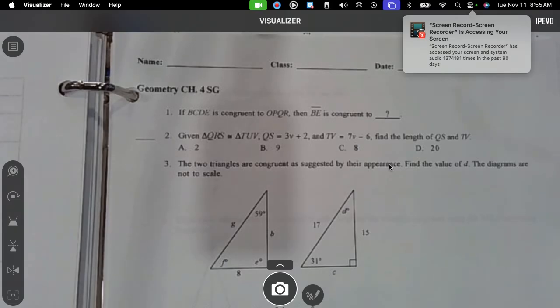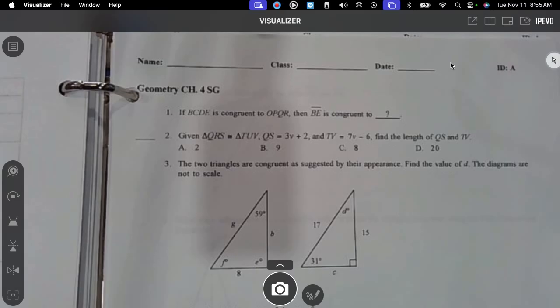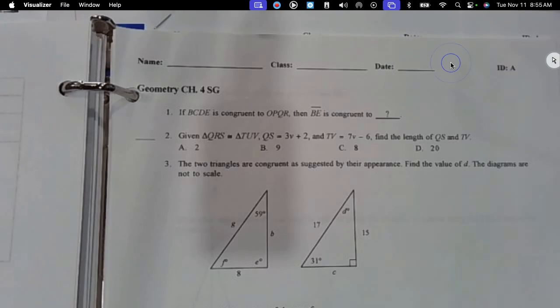Does that say? Screen record is accessing your screen. It has accessed my screen and system audio. 1,374,000. Is that what that said? Times in the last 90 days? That was weird. I've never seen that before. Okay. I don't know if that's what it said.